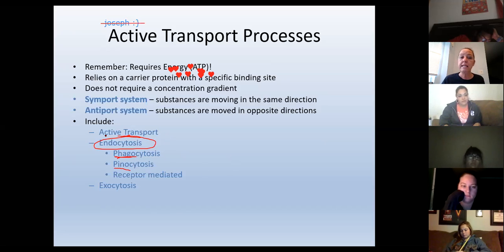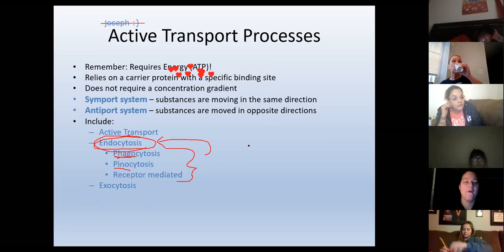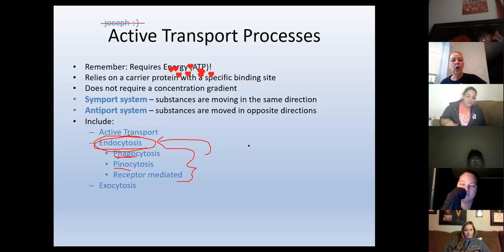Pinocytosis, I'm still taking stuff in, right? All of these three are taking stuff into a cell. Pinocytosis. Pino, like Pinot Noir, would be like liquid. Pino means to take in a liquid, like a Pinot Grigio or a Pinot Noir. So when you think Pino, you're going to think of that lovely wine glass. Diet Coke.